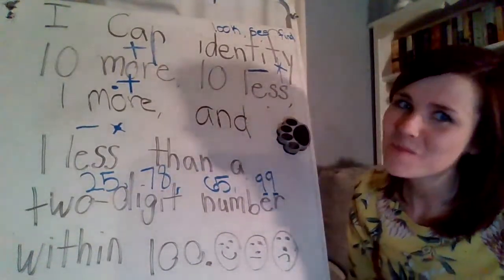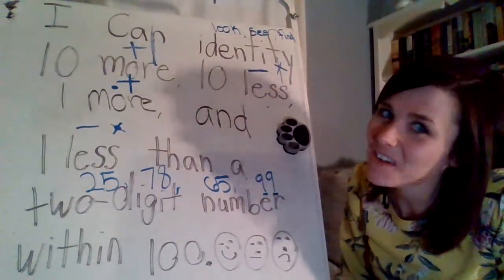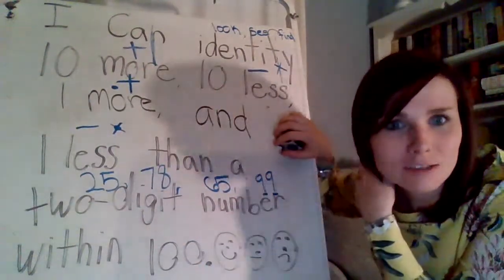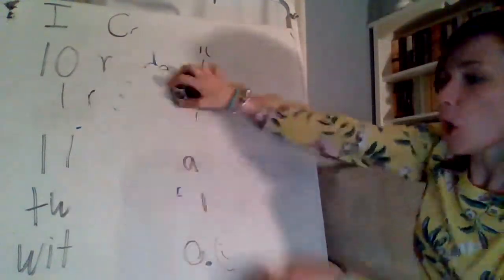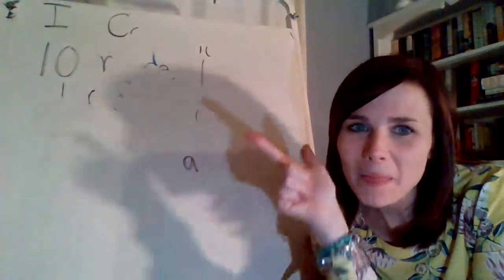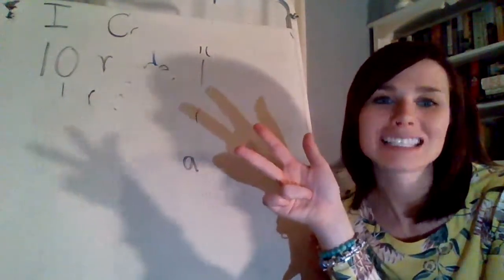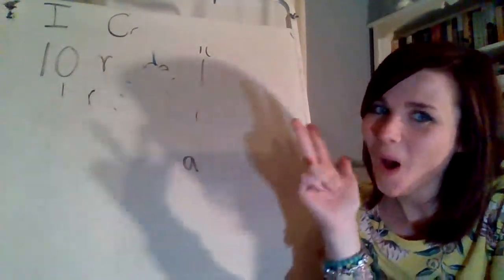Please get out your whiteboard and your marker because guess what I've got? A math story. What are the steps in a math story? What do we need to do first? First, we need to read the story. Then we need to draw the picture. Then we need to write the number sentence and the statement. Let's say it together. RDW, read, draw, write. Beautiful job.